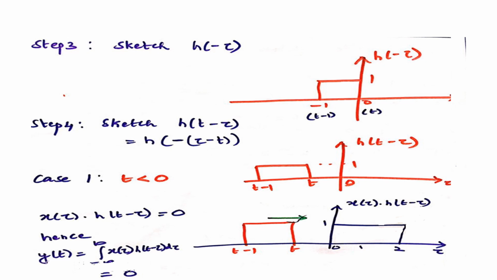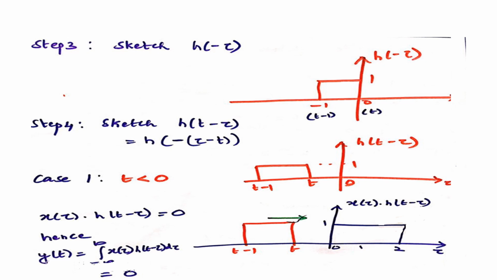I've called this edge as t and this edge as t minus 1. These are my two edges. If t becomes 0, I will get back h of minus tau. I hope it's clear. If t is 0, we will get back h of minus tau. Now let us take up the first case where t, that is this edge, is less than 0.